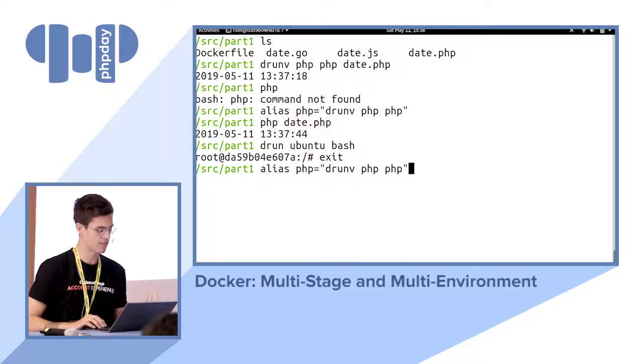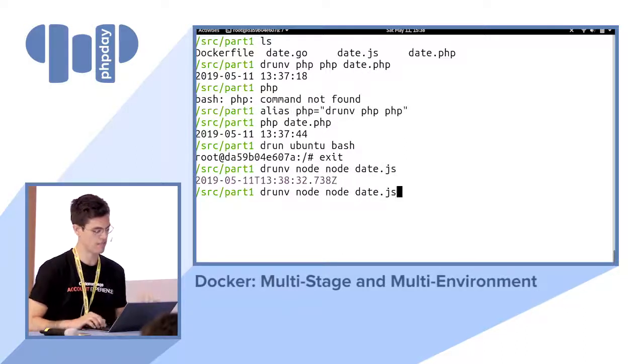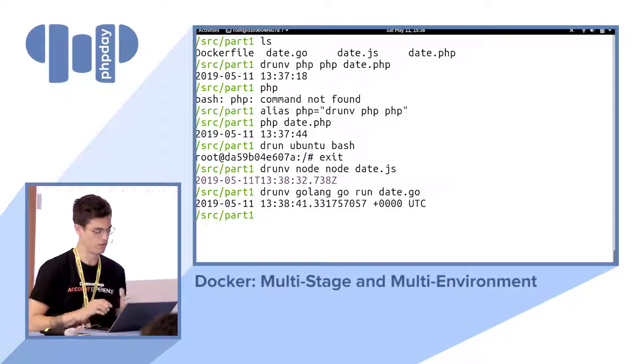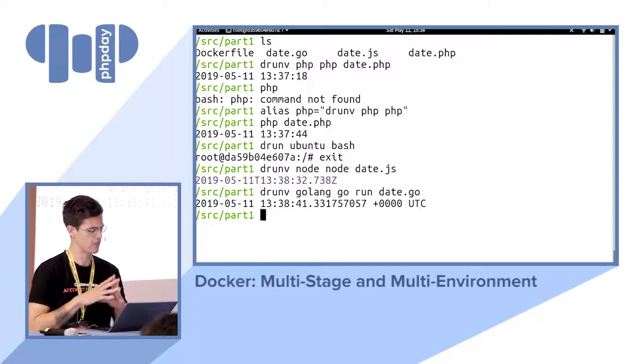So we can do the same thing with the Go file and the Node.js one, just to show you the example. Node, and node date.js. We do the same thing with Go. So golang, go run date.go. And that's it. It's really simple.